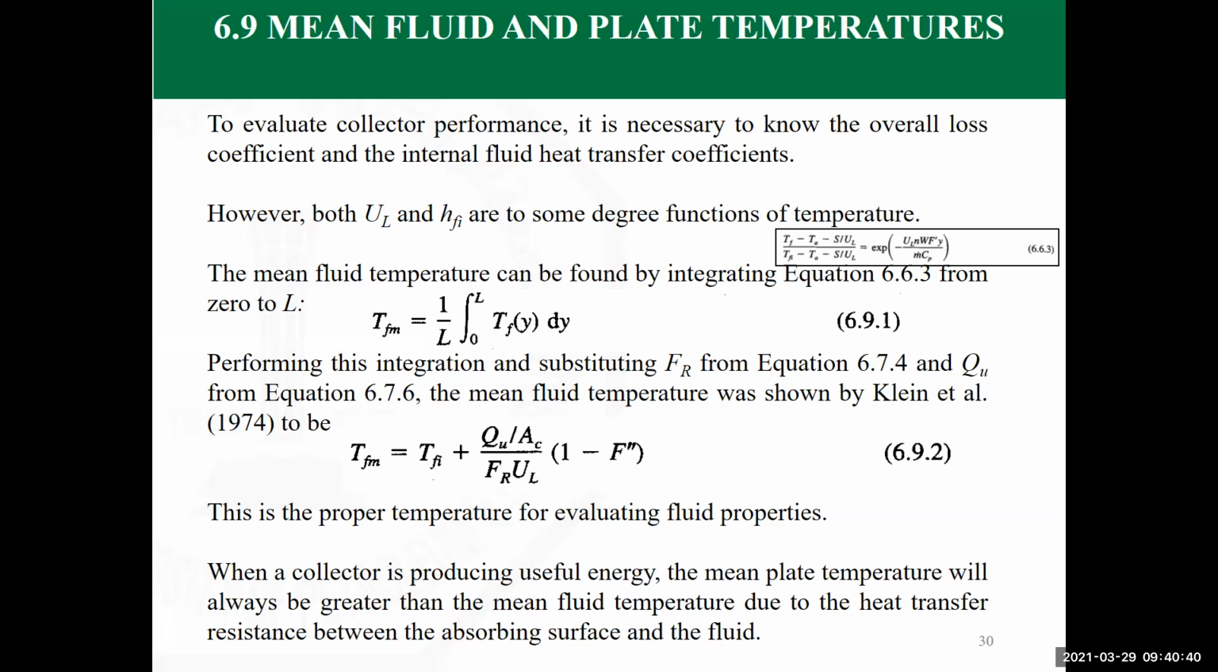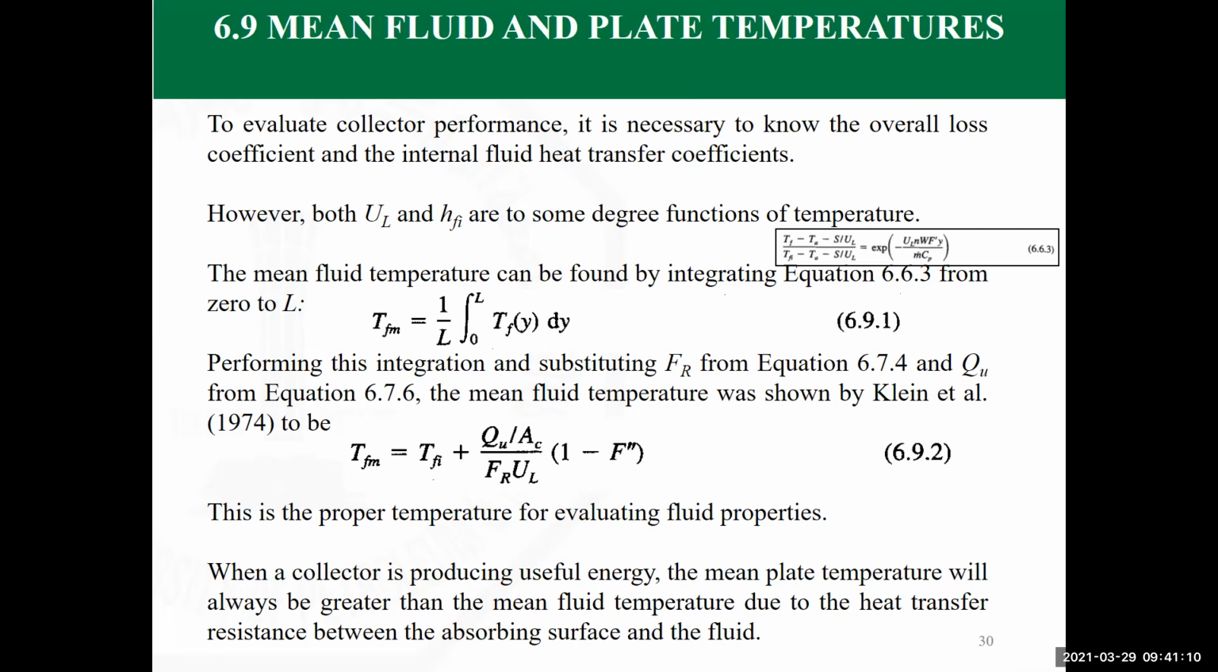If you need to get the whole details, what is going to be the value of the CP, what's the viscosity, what is the thermal conductivity, all of these parameters that are needed are better evaluated at a mean temperature. This is a way to estimate the mean fluid temperature in a pipe, which was originally done by Klein in 1974.